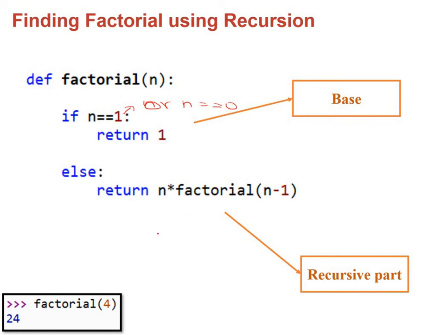Now in the else part, you're calculating that 5 factorial is 5 times 4 factorial. So you're calling the factorial function again with a number less than 1. Now let's say you want to calculate 4 factorial, right? That's going to be 4 multiplied by 3 factorial. So you have reduced the number by 1, right? And 3 factorial is going to be 3 times 2 factorial. Until the function reaches the base condition, it keeps on doing this recursion.